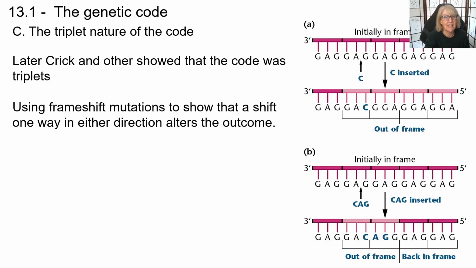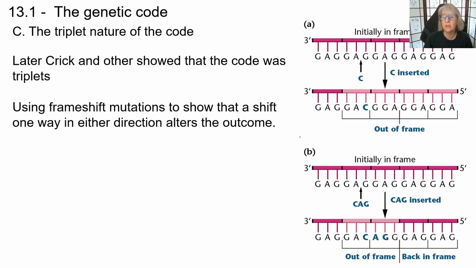Crick, and yes, that Crick from Watson and Crick, and a whole bunch of other people, and in your book, it lists all of their names, and then some of the contributors. I've tried to grab some of them for this lecture. Crick and other people actually showed that the code was in triplets definitively. And so I want to walk you through some of that research just so you can see why and defend, frankly, why it's a triplet code.